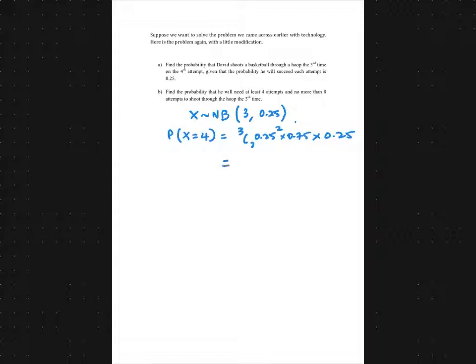This is equal to binomPDF(3, 0.25, 2) times 0.25. And that is our part A. And the answer we will find using a graphic calculator.